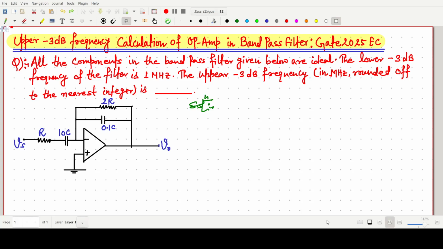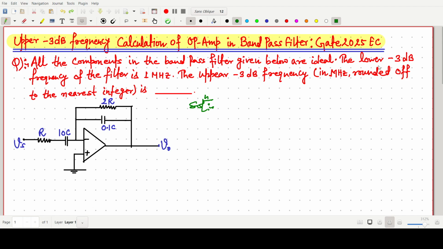Welcome everyone. In this video lecture, we will solve a GATE 2025 EC question which is based on the upper minus 3 dB frequency calculation of an op-amp in a bandpass filter. In the question, a bandpass filter circuit based on an op-amp is given, and the op-amp is ideal. All the components in the bandpass filter given below are ideal.